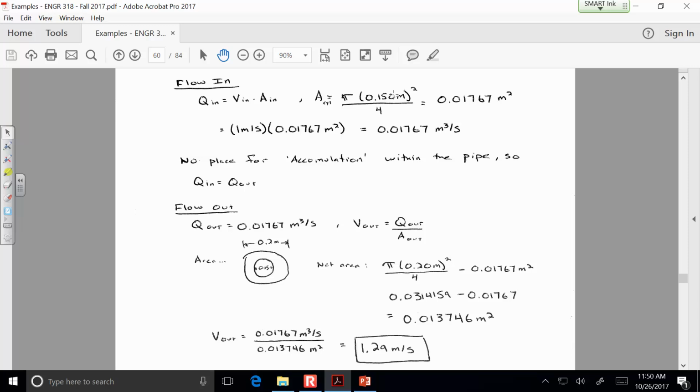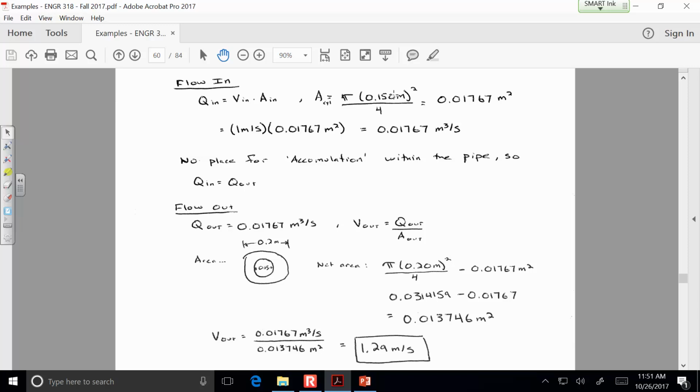And so you can see here on the board, I found the flow rate in terms of the area of the cylinder and the given 1 meter per second velocity of the cylinder. So it's 0.01767 cubic meters per second. And there's no accumulation. There's no place for the water to be stored. And so the flow in is equal to the flow out. So I start the flow out term by knowing the Q out is that same 0.01767 cubic meters per second.